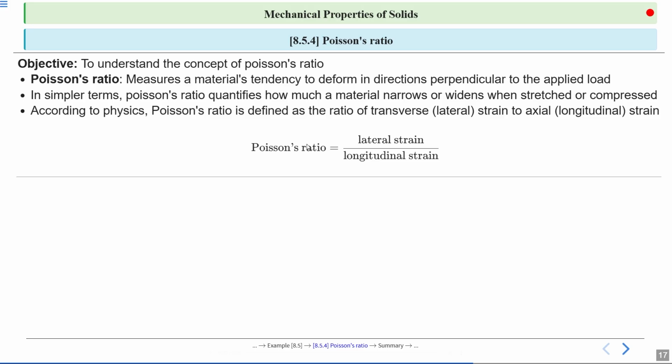According to physics, Poisson's ratio is defined as the ratio of transverse strain to the longitudinal strain. Here longitudinal strain is also called axial strain. In other words, it's the amount of sideways lateral change divided by the amount of lengthwise longitudinal change. For example, if a rod stretches by 1% in length and narrows by 0.3% in width, the Poisson's ratio would be 0.3 divided by 1, which is 0.3.